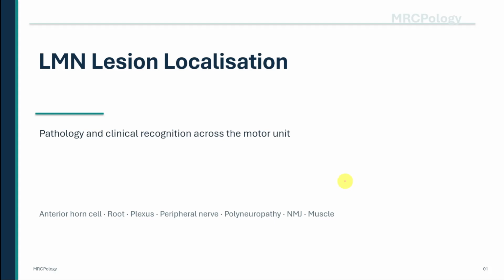In this video, we will localize lower motor neuron weakness by moving systematically from the anterior horn cell to the nerve root, plexus, peripheral nerve, polyneuropathy, neuromuscular junction, and finally the muscle. We begin with the anterior horn cell.